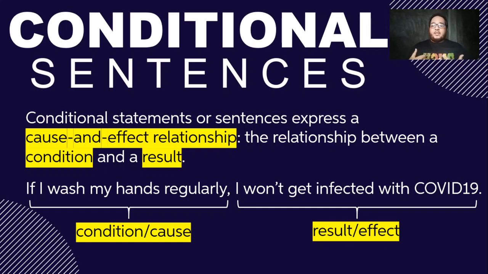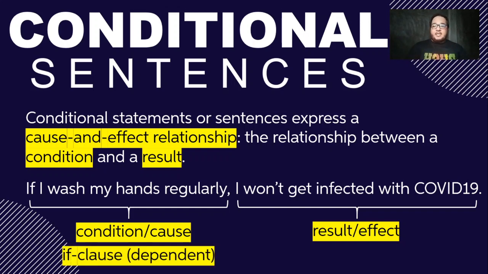Now let's read. If I wash my hands regularly, so that is the condition, the cause. So if I wash my hands regularly, what will happen? Perhaps, most probably, I won't get infected with COVID-19. So that is the result. There's a condition and there is a result.